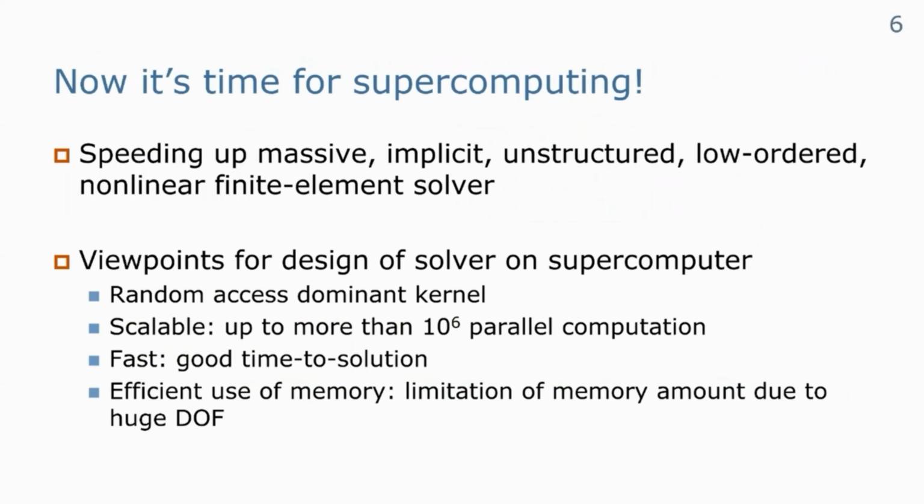So now it's time for supercomputing. We want to speed up a massive implicit unstructured low-order nonlinear finite element solver. The viewpoints for the design of a solver on supercomputers are random access dominant kernels, scalability up to more than 1 million parallel computation, good time to solution, and efficient use of memory, given the limitation of memory amount due to the huge degree of freedom.